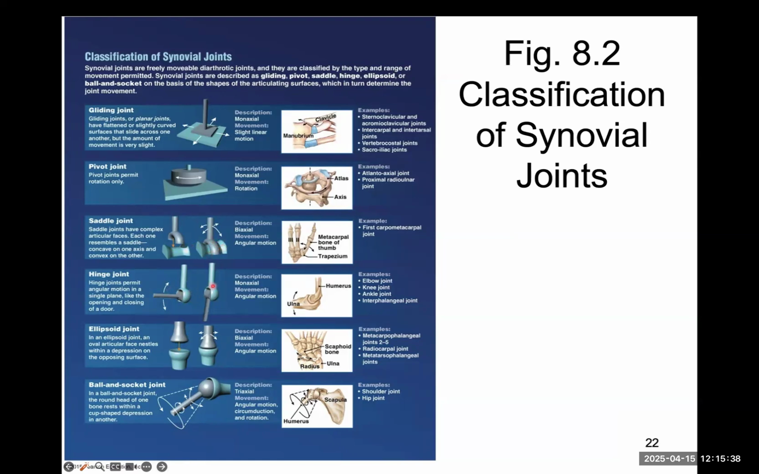And then we also have a hinge joint here. Hinge is like a door. On a door, you've got hinges, and you can open and close it. A similar movement is happening here, and it's going to be a hinge joint, which is found in your elbow.